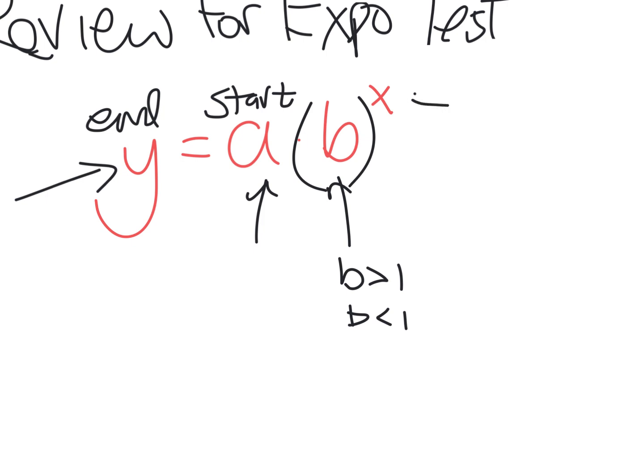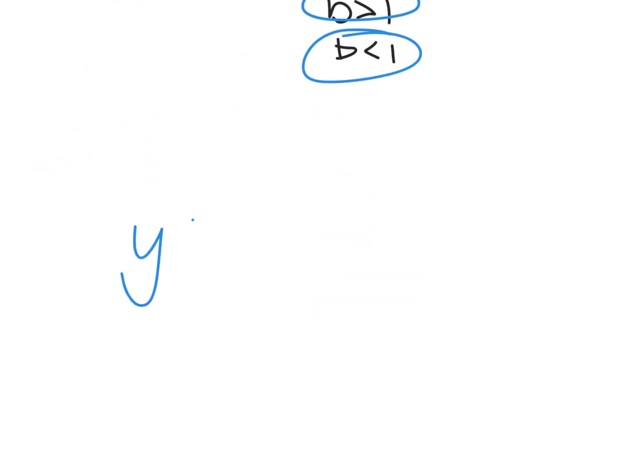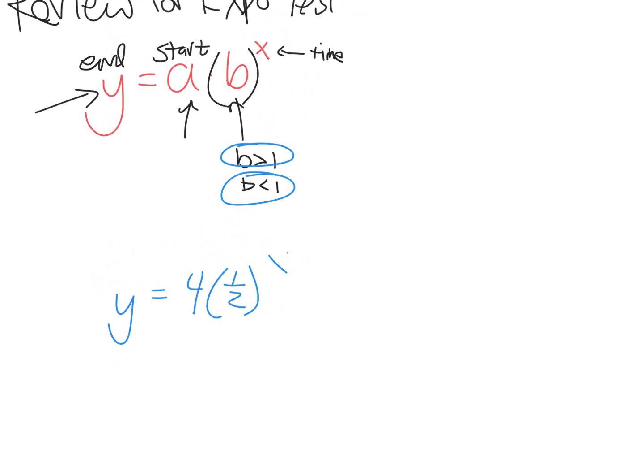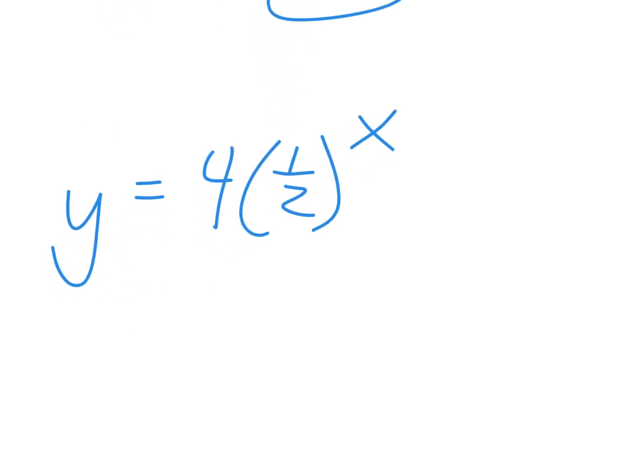And last but not least, this was where usually time goes. It's obviously the x value, and usually that's time. All right. So, Hallie, what does it mean if b is bigger than 1? It's growth. And less than 1 is decay, obviously. Okay, good. All right, so now I'm going to give you a real problem. Y equals 4, parentheses, 1/2 to the x. And I'm going to tell you some stuff, and you got to know what to do with it.